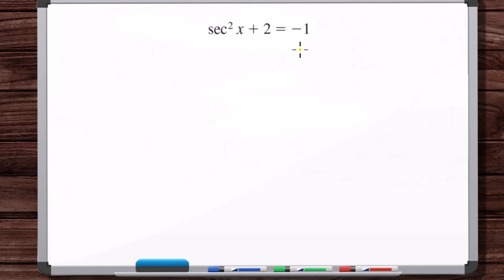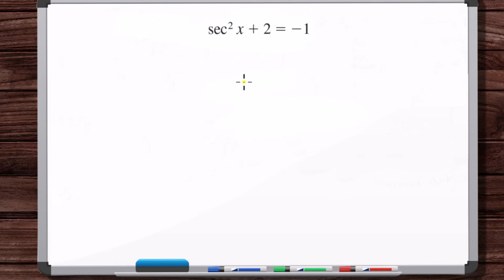This one's not linear, but again, we've got just one type of trig function. So we can say u is equal to secant x and transform it into an algebraic equation. In this case, it's going to be quadratic. Just go ahead and solve it. So subtract 2 from both sides. And actually, there's no solution to this because there's no number that, when you square it, gives a negative number. But you can imagine there would be a solution, and I'd rather give you an example that has a solution here.